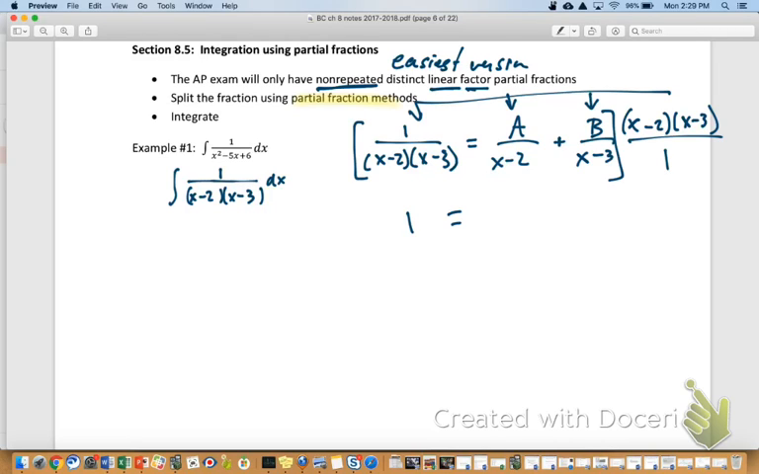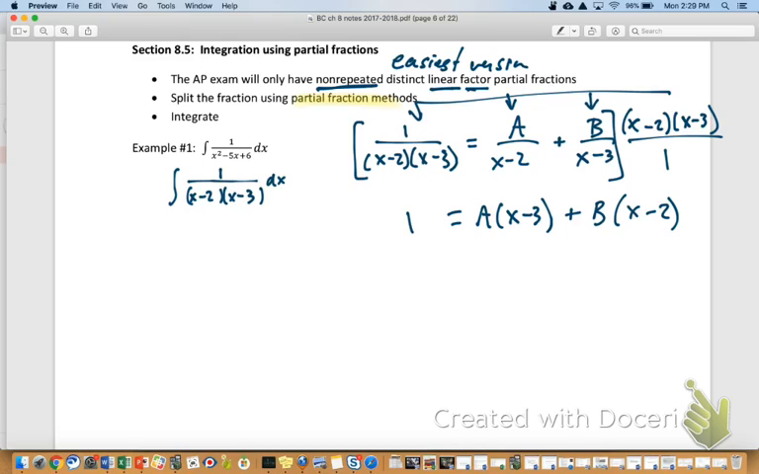Just x minus 3? A x minus 3. There'd be an a there as well, right? So a just stands for that constant, and we're going to be finding it here in a minute. And how about the last term? B times x minus 2. Okay. So far, so good?